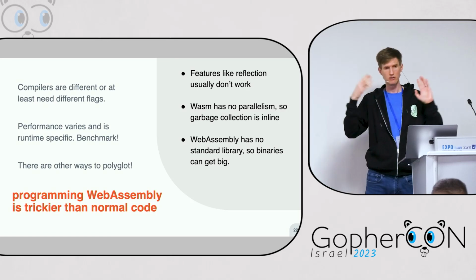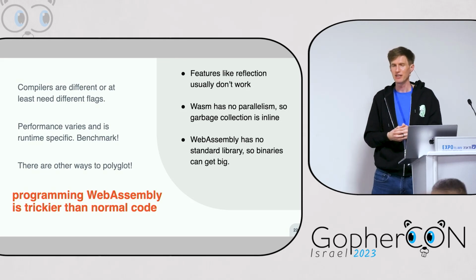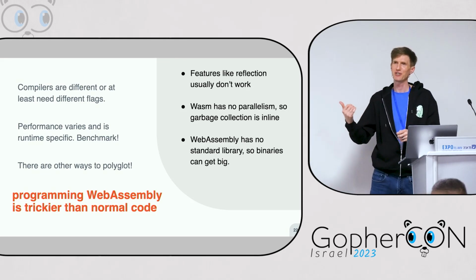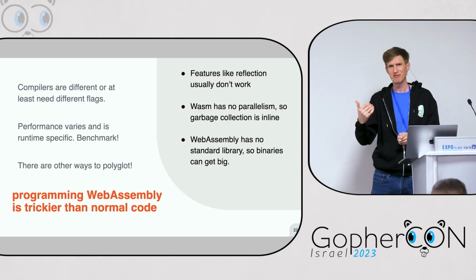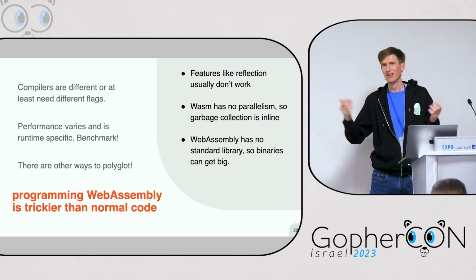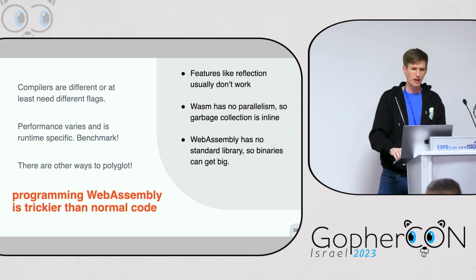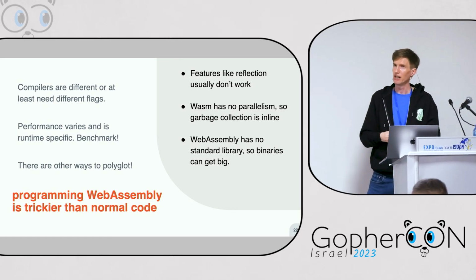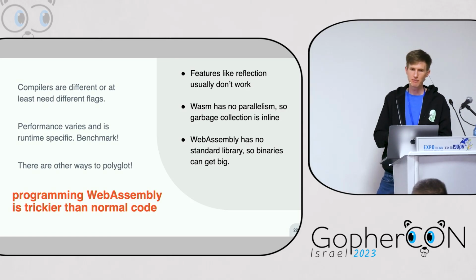Performance is all over the place. So luckily Go has benchmarking tools built into it. And one of the neat things about Wazero being written in Go is you can actually use it, and people do use it, to benchmark their WebAssembly, even though the WebAssembly was written in Rust or something, because the benchmarking tools are really cool in Go. But let's remember there are other ways to polyglot too. Like the things that I mentioned about worker processes and cgo and RPC, they still exist. So there's no imperative to always use WebAssembly.